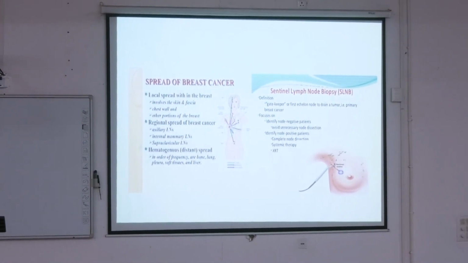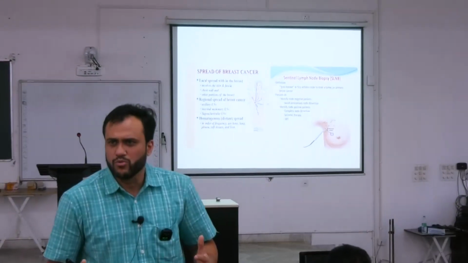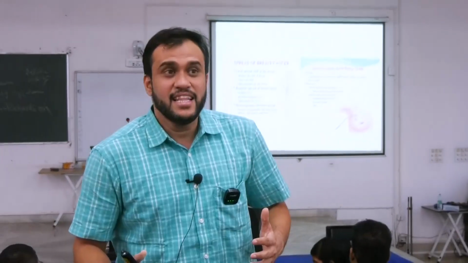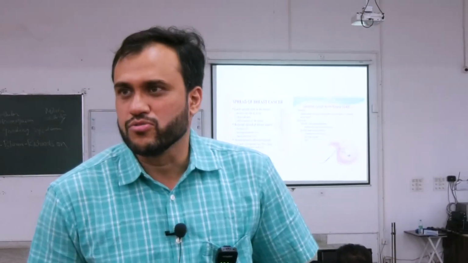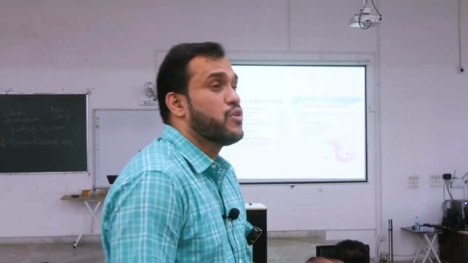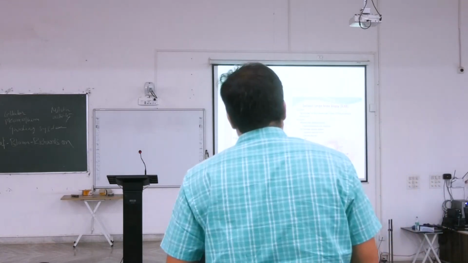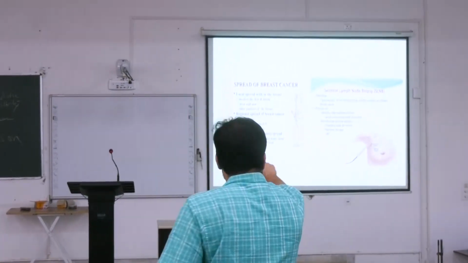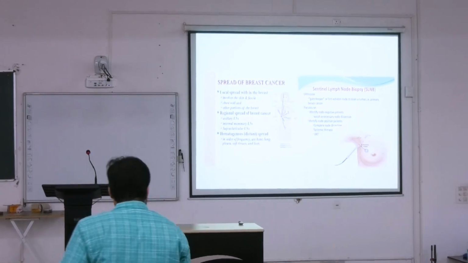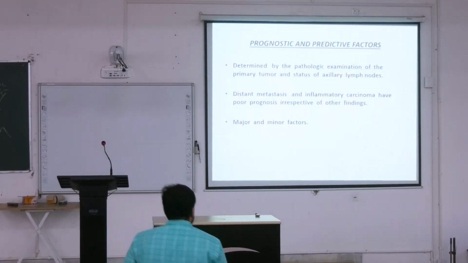Examiners won't be interested to know all this. If I am the examiner, and I know many examiners who will never ask you all this, they are common, man. Regional, local, hematogenous. You have already learned this in neoplasia. Then they will ask you, what is a sentinel lymph node? A sentinel lymph node can come in neoplasia also. Sentinel lymph node must be at your fingertips, and you have no excuse for not having known what is a sentinel lymph node. So if you want, take the slide and read about the sentinel lymph node. It's very important.